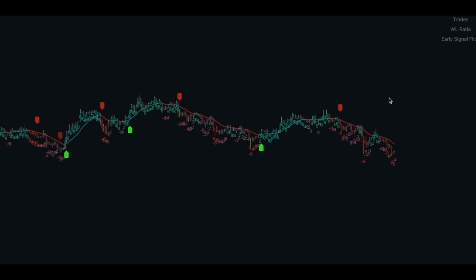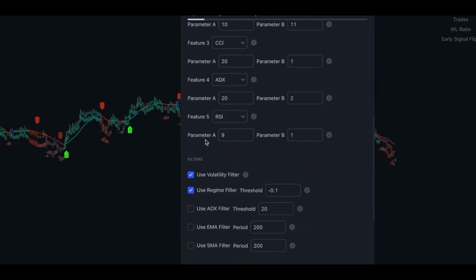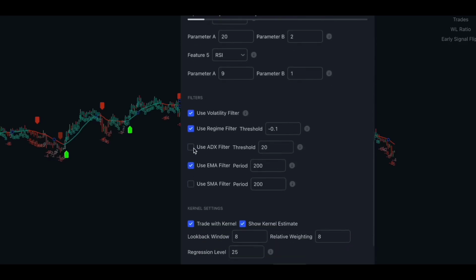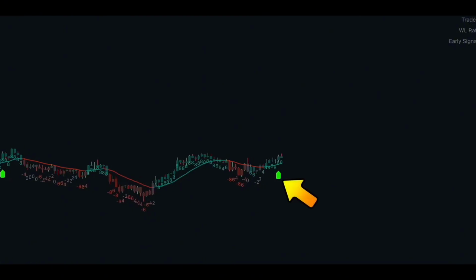A 1-hour time frame is suitable for this trading strategy. First of all, access the indicators, inputs, and enable the EMA and ADX filters. Leave the values as default. These signal filters will cancel low-quality signals. The strategy's rules are simple.